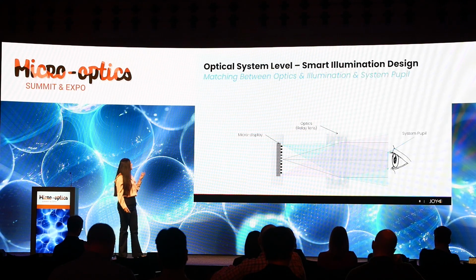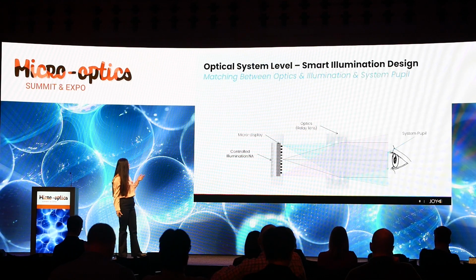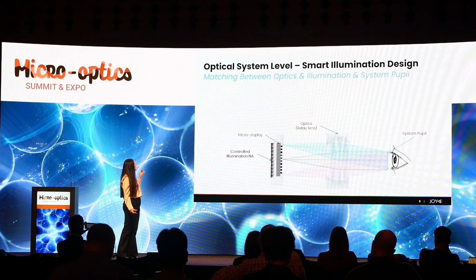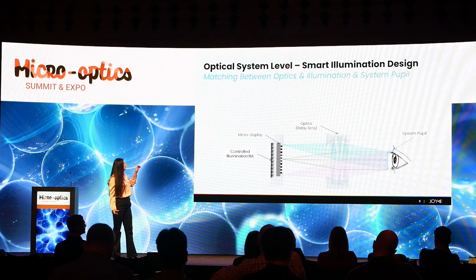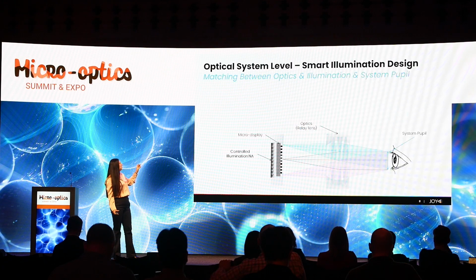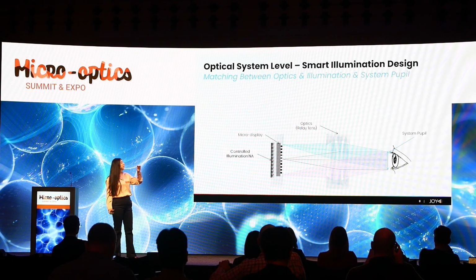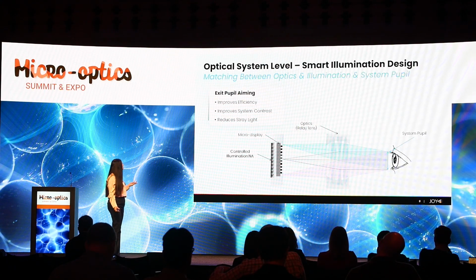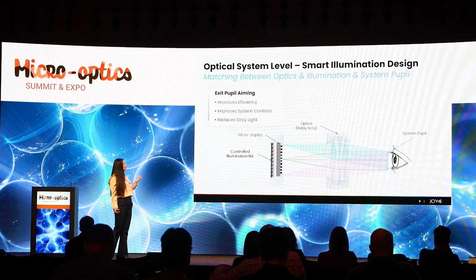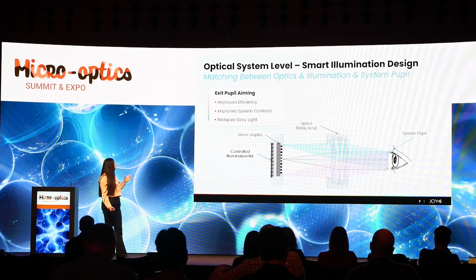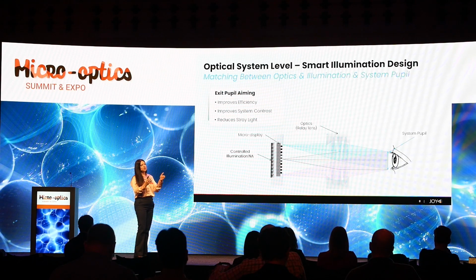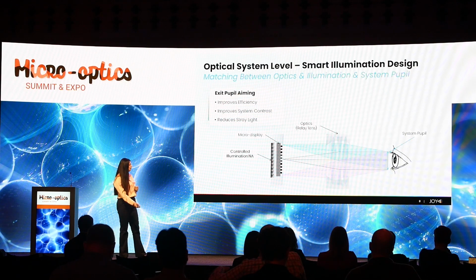And with the idea that I showed before, controlling the illumination numerical aperture, we align the emission of the illumination part through the optics toward the system pupil, and only this area is illuminated. This enables us to improve efficiency, improve system contrast, and reduce stray light. It could be called exit pupil aiming, because from the beginning you aim through the system only towards the effective system pupil, which is the useful area.